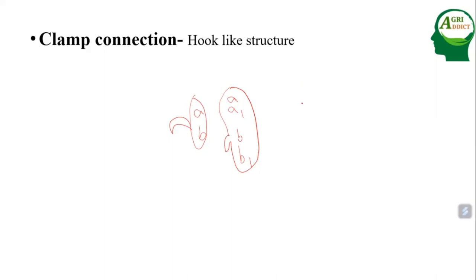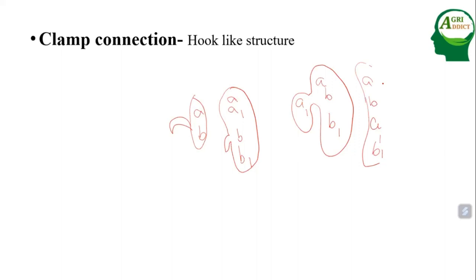The A1 will move into the clamp connection. Here it will be A. The B reaches here and there will be B1. Then from the clamp connection, the A1 will reach here and the B1 will be here. Once the A1 reaches here, there will be septum formation here. That's how we find a dikaryotic mycelium. To maintain the dikaryotic condition, there is a formation of clamp connection or hook-like structure in basidiomycetes.